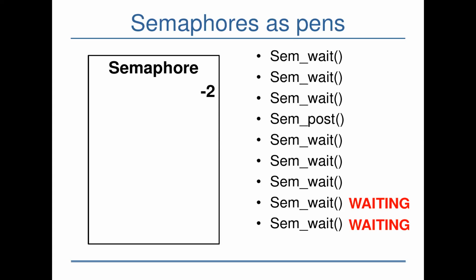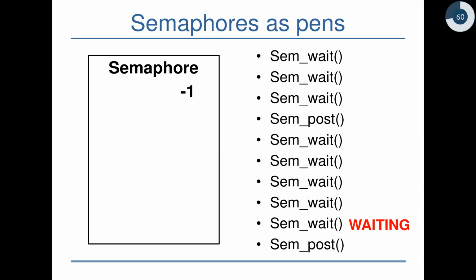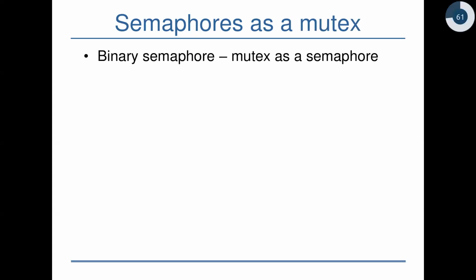So finally, maybe the producer thread calls SemPost. So now the value is again -1, and one thread wakes up. So that you can use as an analogy, like with pens, right?